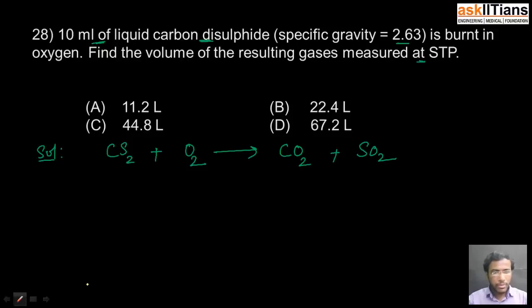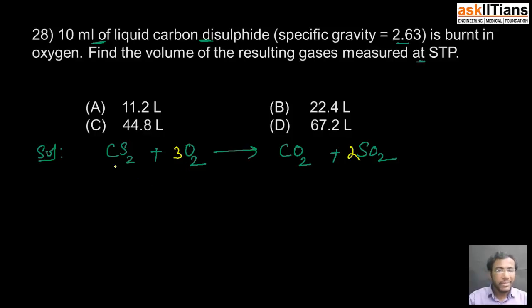Okay, so if you balance it, it is 2 sulfurs, so 2 sulfurs are balanced, and let's balance the oxygens. So 4 oxygens plus 2, 6 oxygens, so it should be 3. Okay, so carbon is balanced, sulfur is balanced, oxygen is also balanced. So this is the chemical reaction.